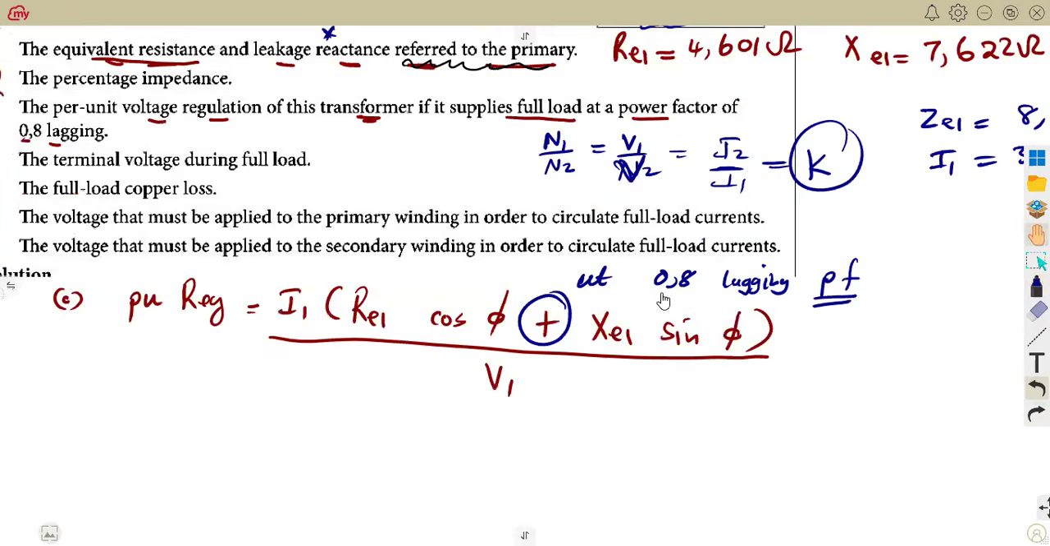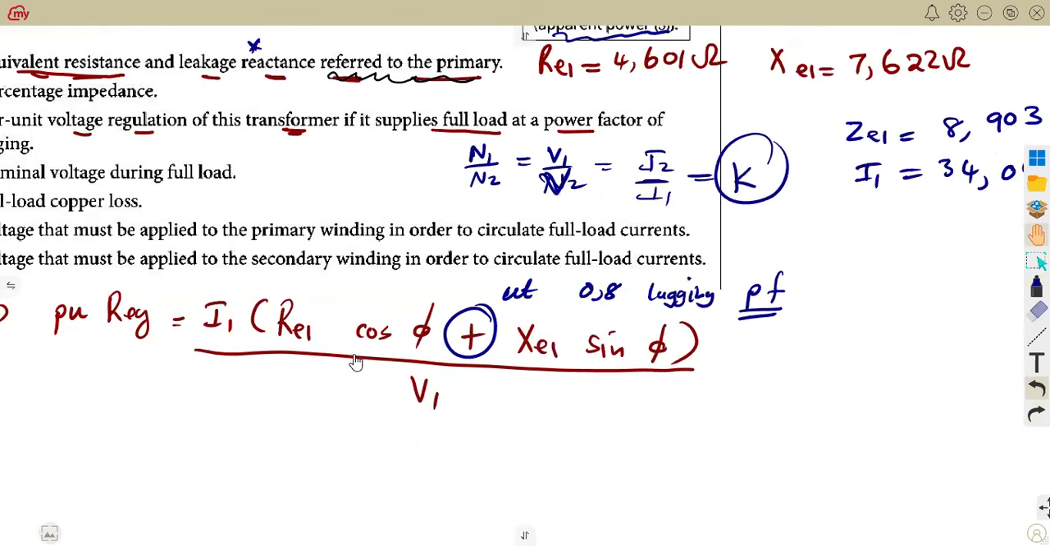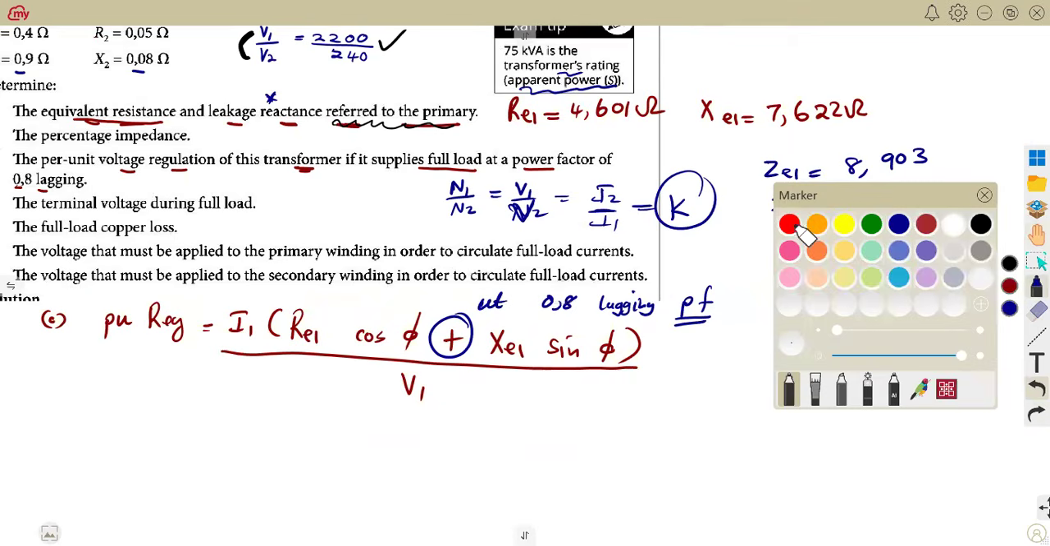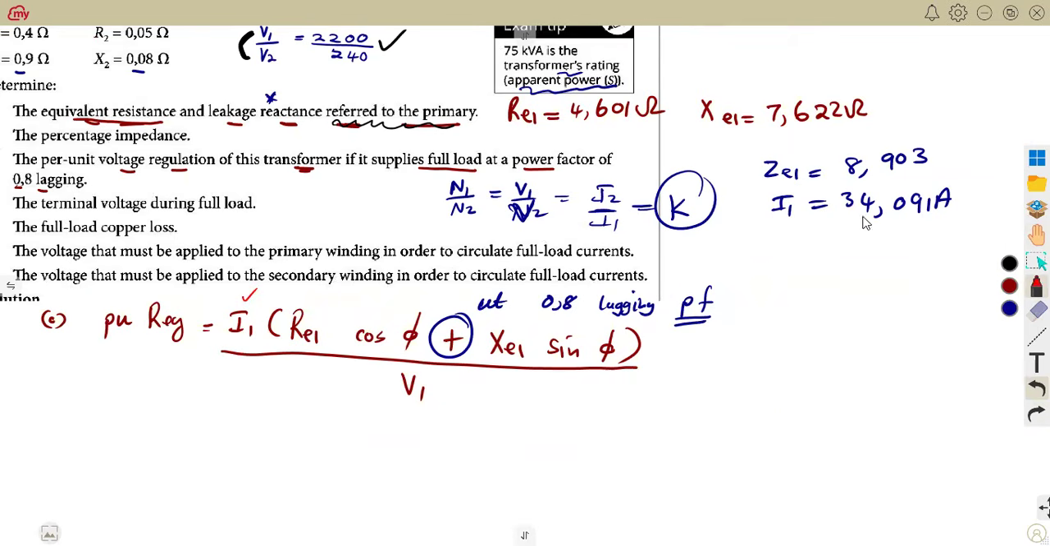As you can see, it's an advantage to use this because we worked with the primary side. So almost everything is there. Consider I1, we calculated that. Consider V1, we are given. The equivalent resistance as referred to the primary side is given. The leakage reactance is also given. The power factor is given. All we just need to find is sine phi. So where are we going to get sine phi? From the power factor, because we understand that cos phi, which is our power factor, is equal to 0.8. So what is our angle? Arc cos.